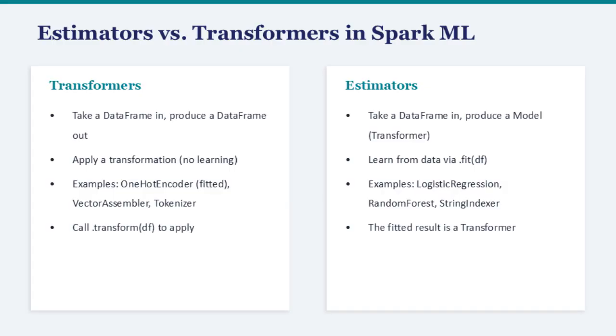You chain estimators and transformers together in a pipeline. The pipeline itself is an estimator when you call the dot fit method on it. What it does is fit each estimator in sequence using the output of each step as an input to the next one. The result is a pipeline model, which is a transformer. The exam actually tests this distinction. Know which classes are estimators and which are the transformers.